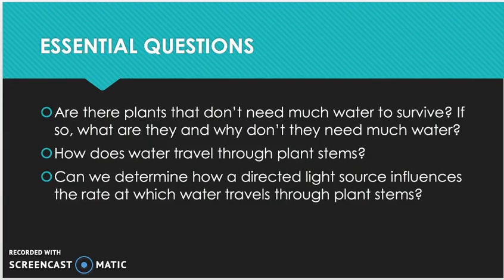Essential questions: are there plants that don't need much water to survive? If so, what are they, and why don't they need much water? How does water travel through plant stems? And can we determine how a directed light source influences the rate at which water travels through plant stems?